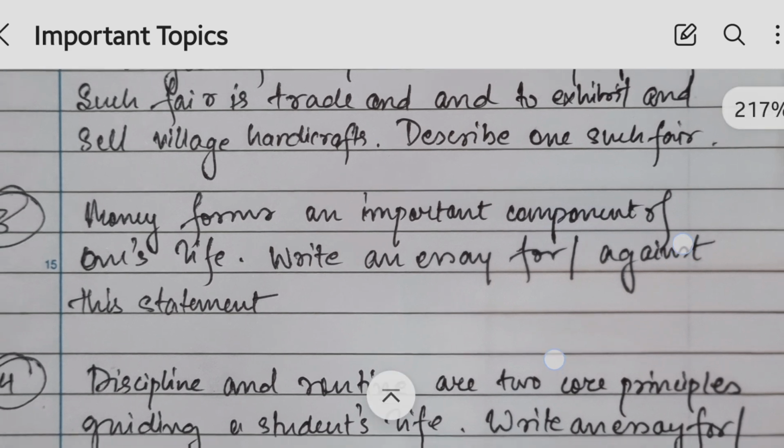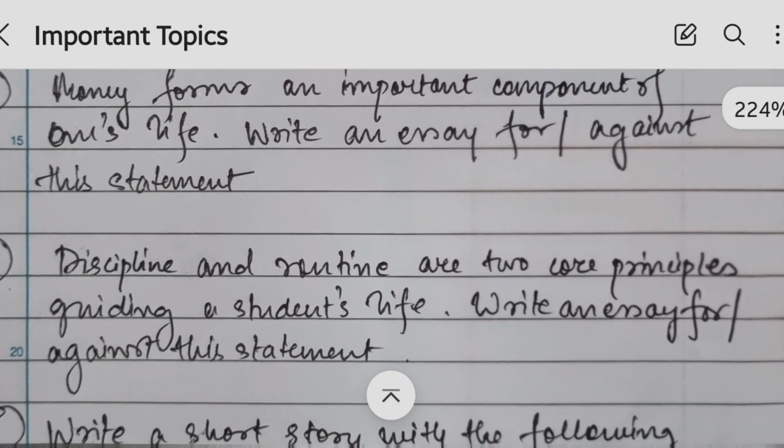Now, another one. This is a topic that I have made because in previous years, ICSE was really fixated with students' life. They might end up repeating it, might not, most probably not, but still I feel that it is a topic that could be used. So: discipline and routine are two core principles guiding a student's life. Write an essay either for or against this statement. Again, one of those practice essay questions.